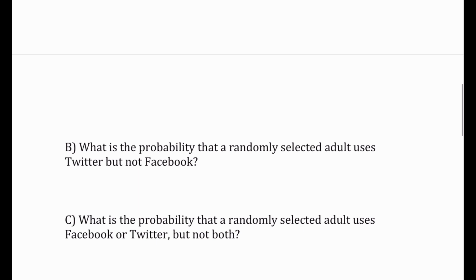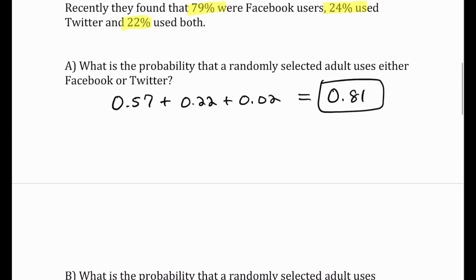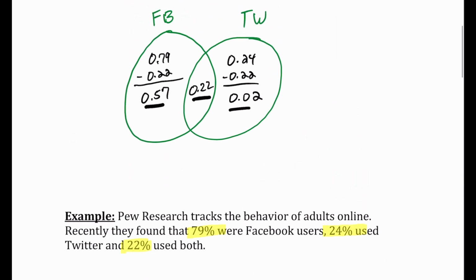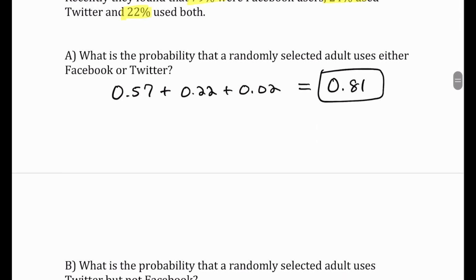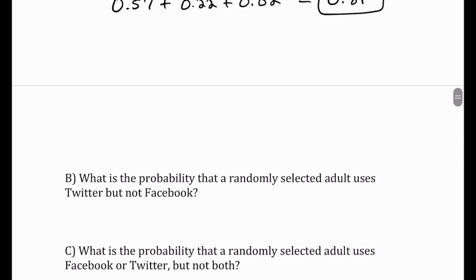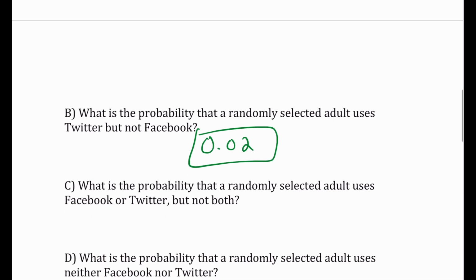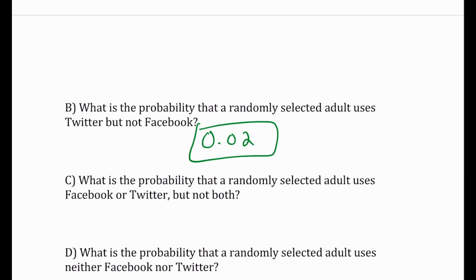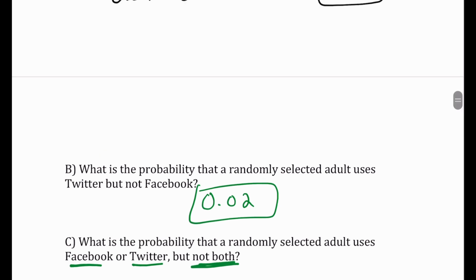Part B. What is the probability that a randomly selected adult uses Twitter but not Facebook? So we want a person that uses only Twitter but not Facebook. Well, that is at 2%. That is the percentage of adults that only use Twitter. So the answer to question B is simply 0.02. All right, what about the next one? What is the probability that a randomly selected adult uses Facebook or Twitter but not both?